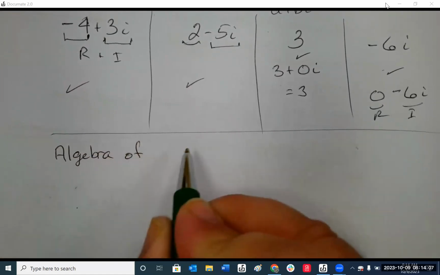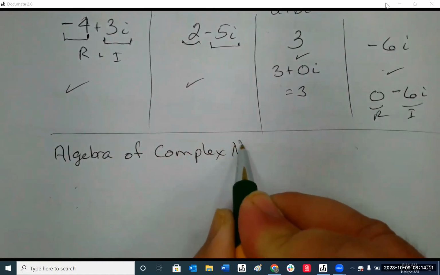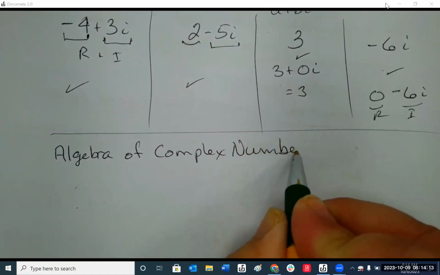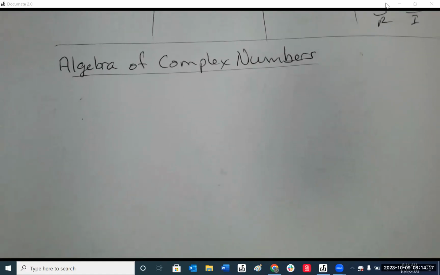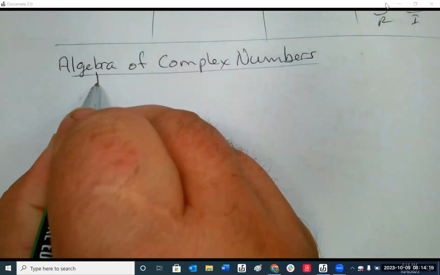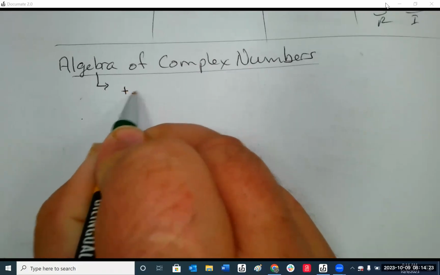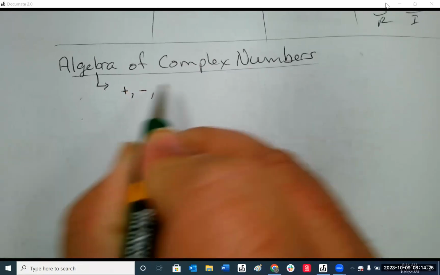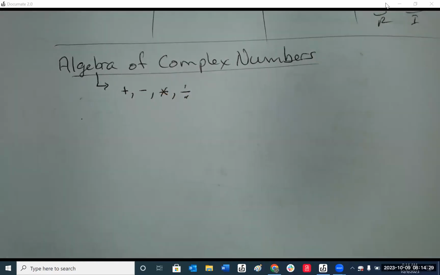The algebra of complex numbers. What this means, whenever you hear the word algebra, all it really means is you can do the binary operations: plus, minus, multiply, and divide. You can do all that to it.